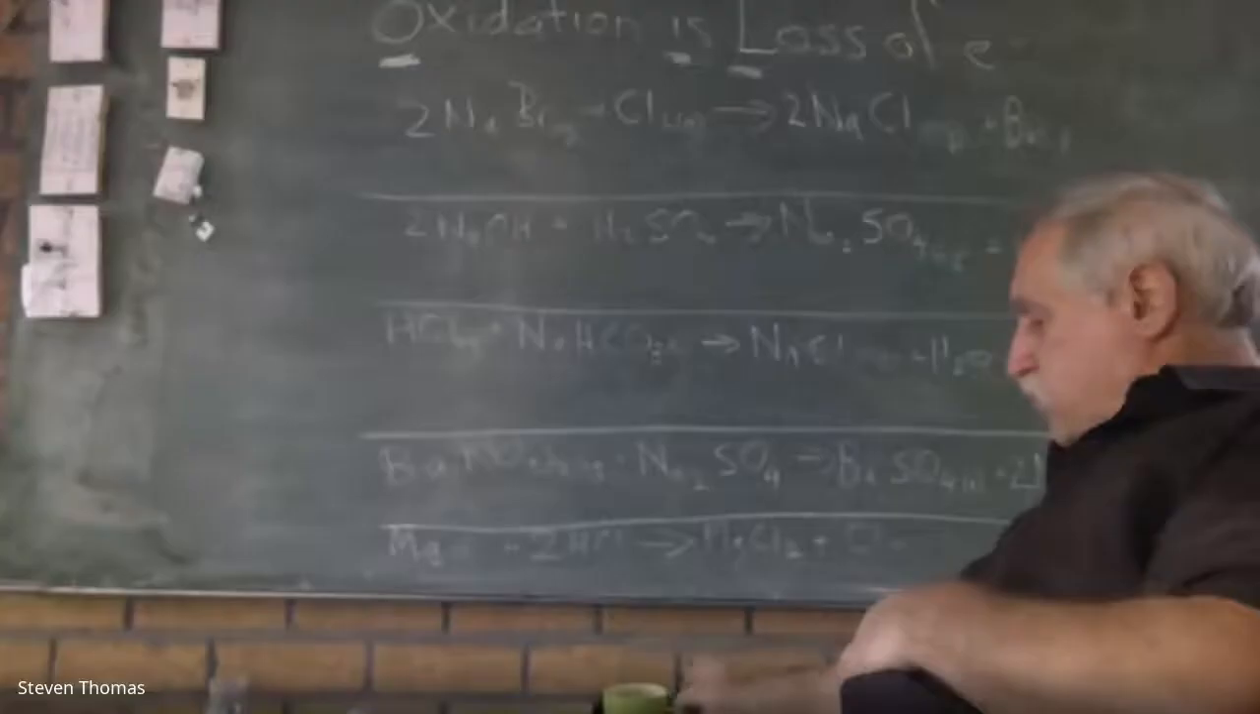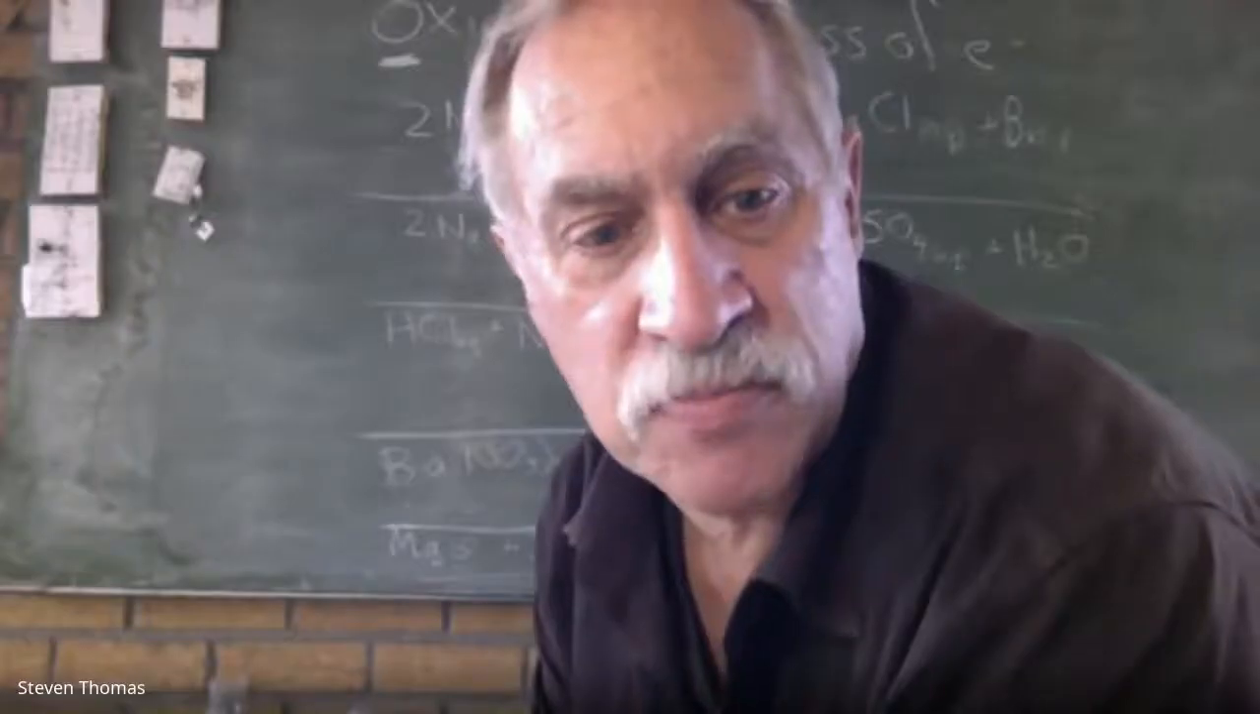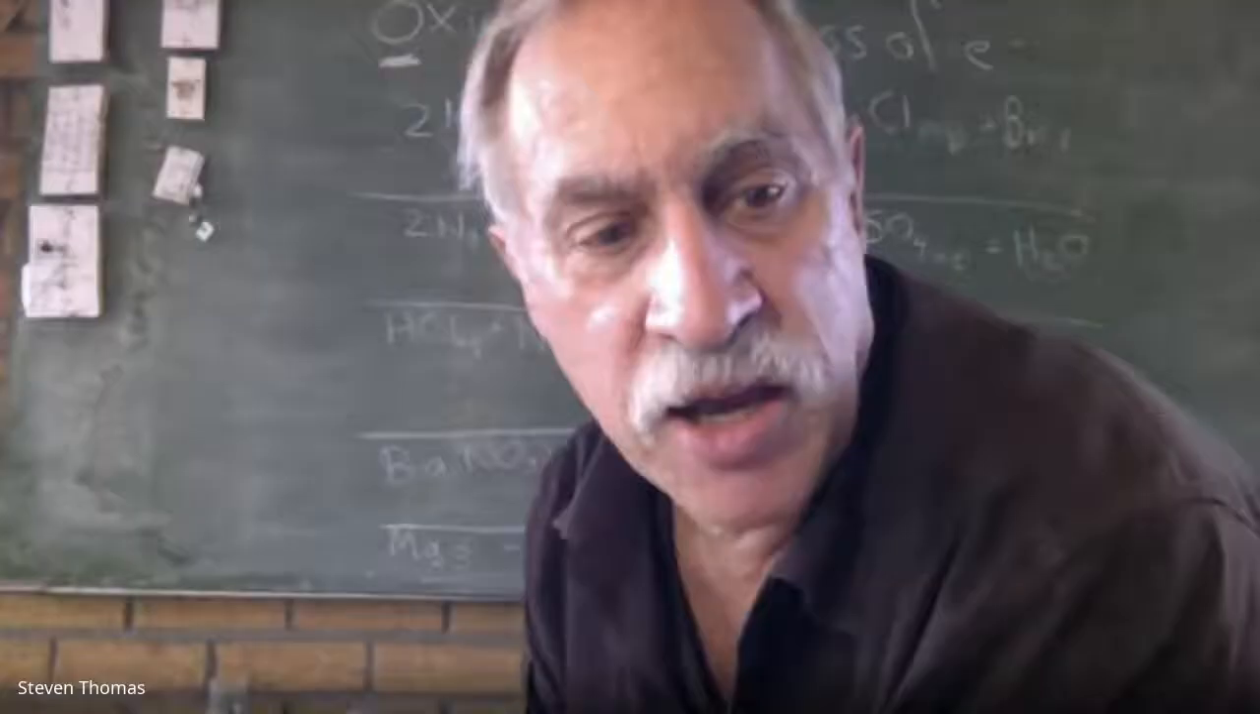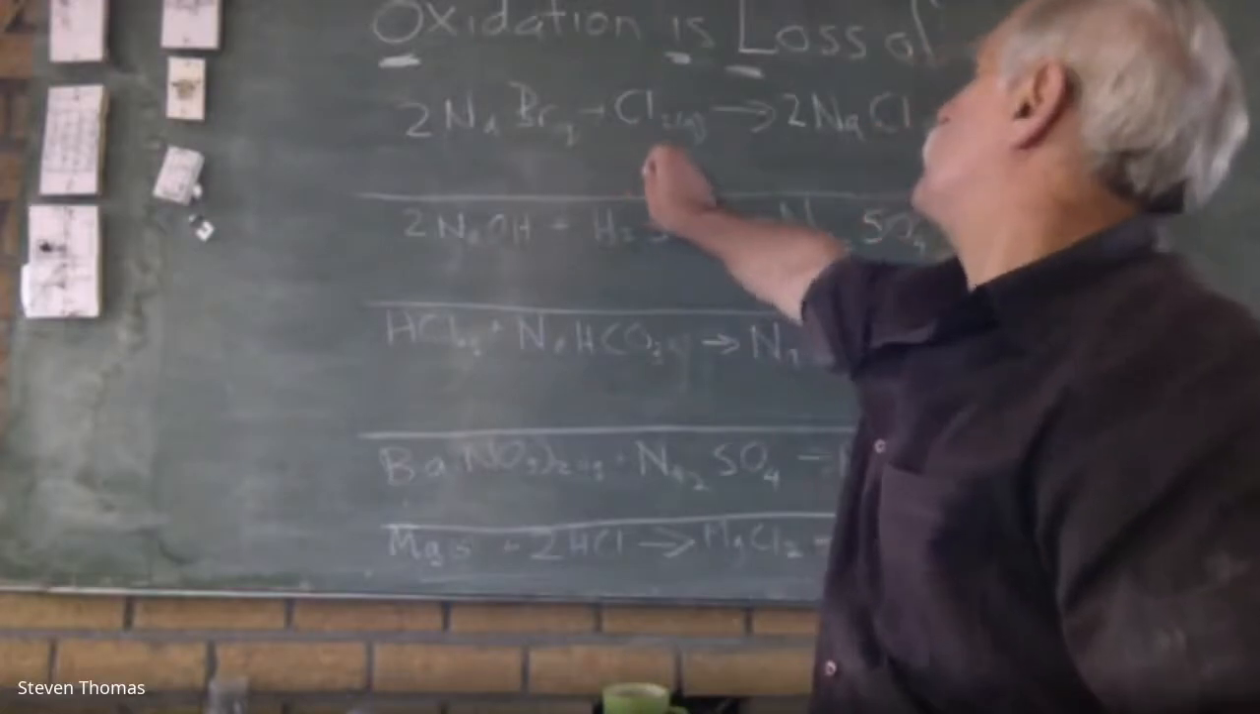Okay, great. Mustafa, pick on someone. Anyone. Alicia. Ask Alicia what is oxidized in the first one. What's Alicia's reading? Alicia says it's bromine, I think. Tell Alicia she's a genius.